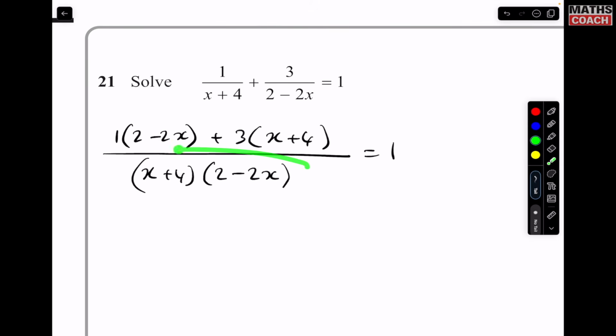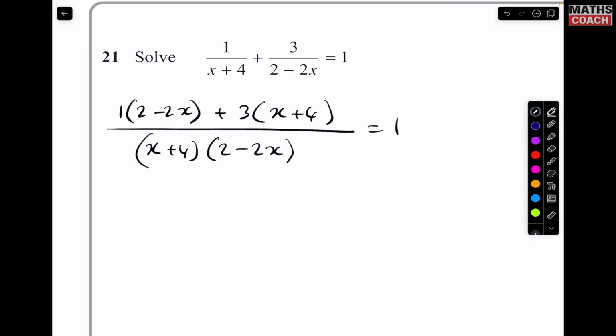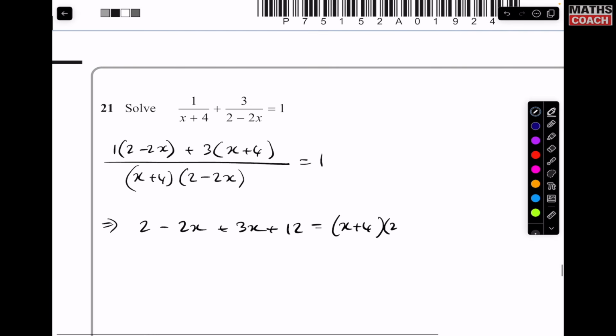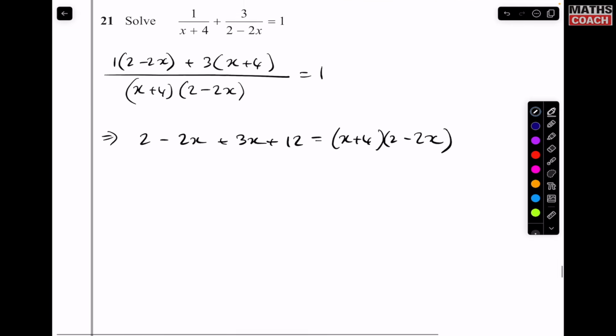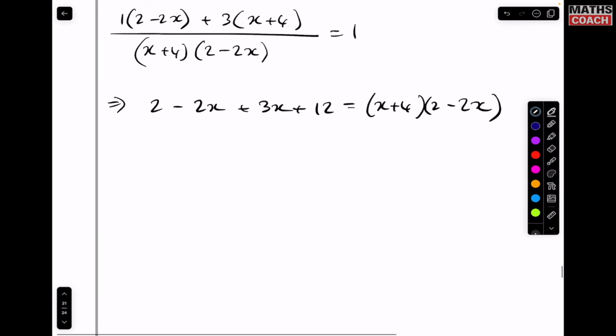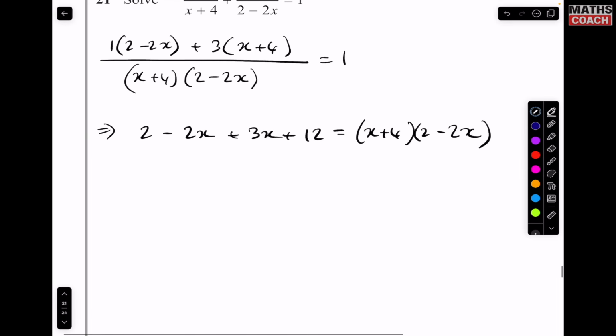We're going to, of course, take all of that and multiply with that 1 on that side as well. So while we do that, we can expand these out as well. So what do we get? We get 2 minus 2x plus 3x plus 12, and take that over as well. So times by 1. I'm not going to keep the 1 there, guys, because we don't have to write it out. So x plus 4 and 2 minus 2x. Okay, there we go.